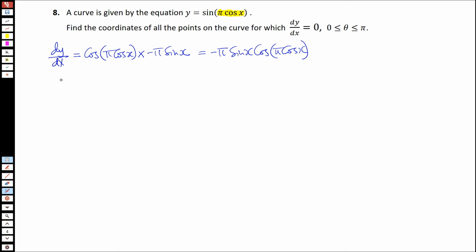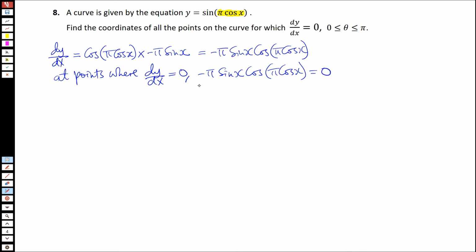Now, at the points where dy over dx is equal to 0, we'll have negative pi sine x cos pi cos x being equal to 0. So what you're going to do here is just solve for x.